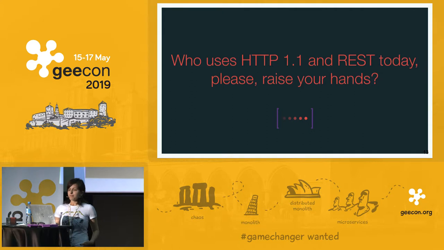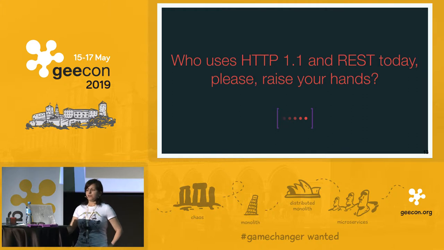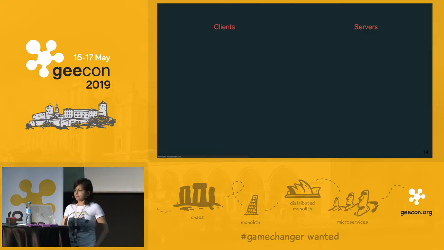So today, as I understand, a lot of people write in microservices. What tool are you using for writing it? As I understand, most of you are using HTTP1 and REST, so raise your hands if it's true. So yeah, HTTP1 and REST is a common pattern for everyone. And it works for us and we are happy with it, so what should we need? Do we need anything else?